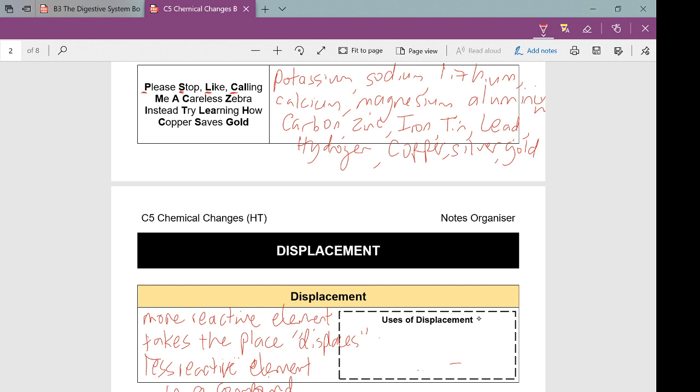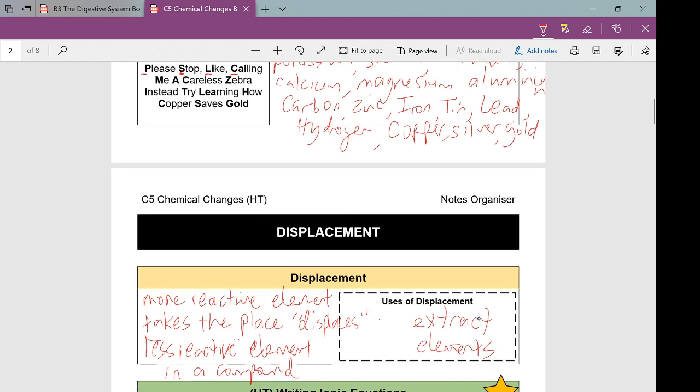Right. So the main use of displacement is, say I wanted to extract copper. Copper is bonded in a compound, but I wanted pure copper. Well, if I chemically react it with something more reactive, then solid copper would form. So that's the way we extract elements. If we wanted to extract an element from a compound, such as making pure copper or pure aluminium or whatever the case may be, we react that compound with a more reactive element. Then that way we can extract it.